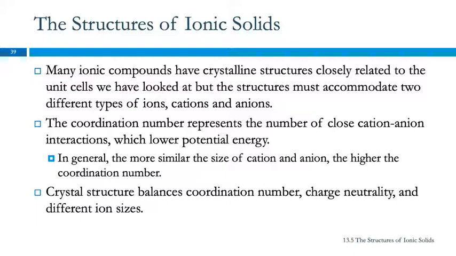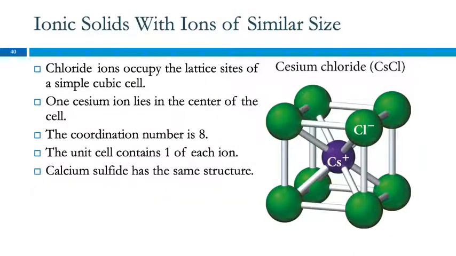So here when we talk about the coordination number, a higher coordination number represents more close cation-anion interactions, which means a lower potential energy. But the crystal structure is going to balance the coordination number, the charge neutrality, and different ion sizes. And so we're going to blow through this pretty quickly.